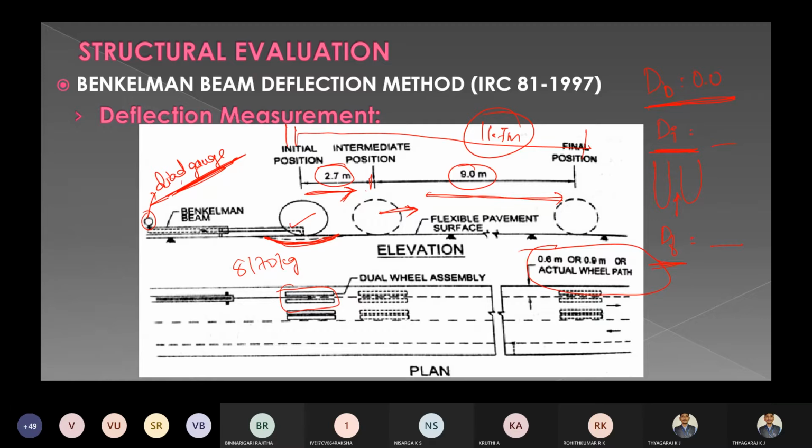Is it clear how to operate this Benkelman beam? Understood? Have you got any idea how to conduct this BBD study? Kindly respond. You can unmute yourself and answer. If it is clear, we will proceed. Only one or two are responding. Kindly, others also respond. Is it clear how to conduct this BBD study? Kindly respond.